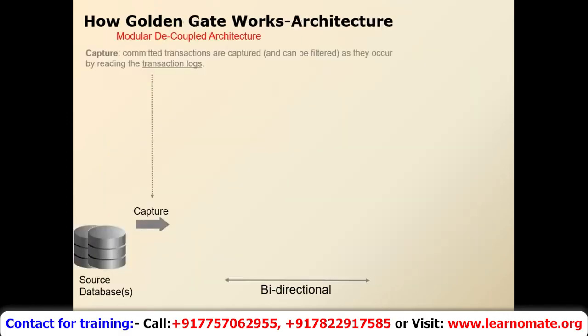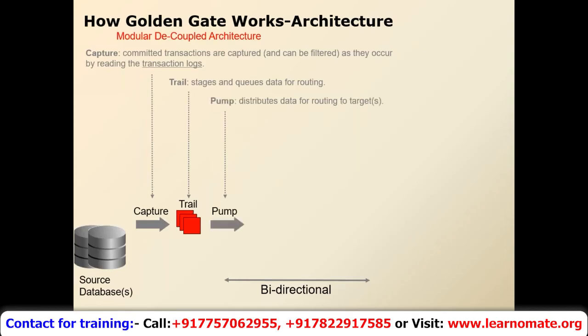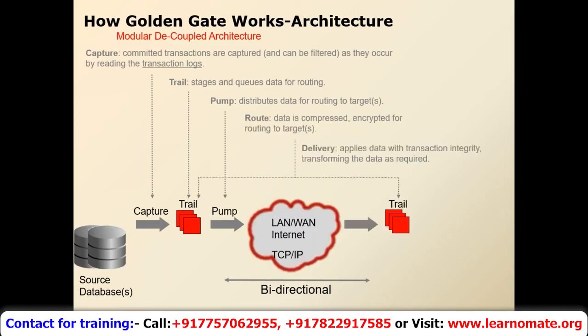So you have a source database. The GoldenGate capture or extract process captures the committed transactions and writes them to the trail file on the local machine, which is called the local trail. The pump process reads the data from the local trail, sends it over the TCP/IP network, and writes it to the remote trail on the target. The replicate process reads the data from the remote trail and applies it to the target.